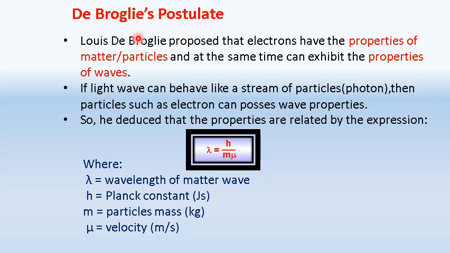The weakness of Bohr's atomic model is overcome by de Broglie postulate and Heisenberg uncertainty principle. According to de Broglie, he proposed that electrons have the properties of matter or particles and at the same time can exhibit the properties of wave. So by using this formula, he deduced that the properties are related by this expression. You just need to know this formula, where lambda stands for wavelength, h, mass, and v stands for velocity. So this helps to explain the de Broglie postulate.